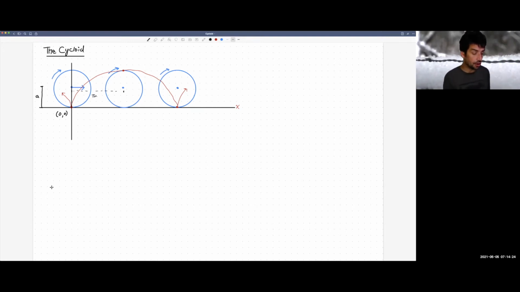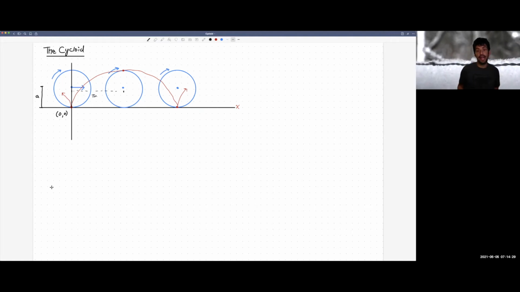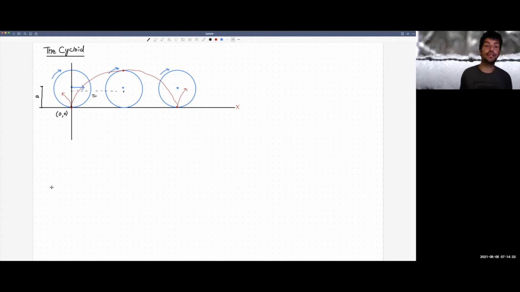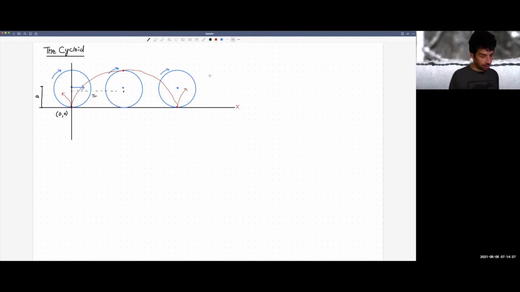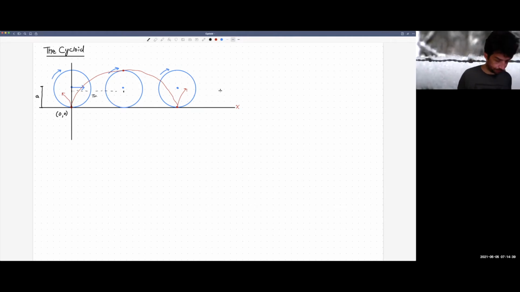And then there's also this added motion of moving forward. And so we're going to think about this by separating those two motions out. All right. So let's start with the rotational motion.